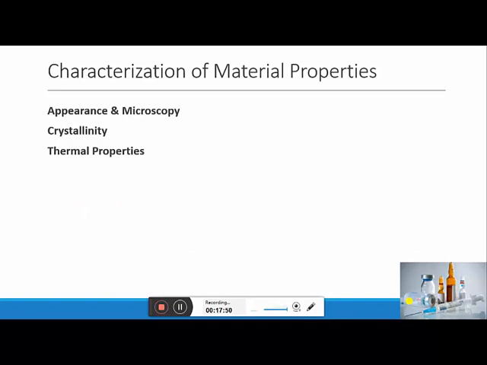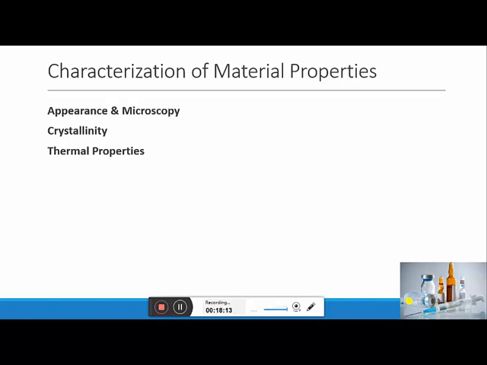Next is characterization of material property. In that, first one is appearance and microscopy. For solid substances, their appearance is also recorded, like their color and physical appearance. Microscopy reveals more about their morphology, their crystal habits, and their particle size.